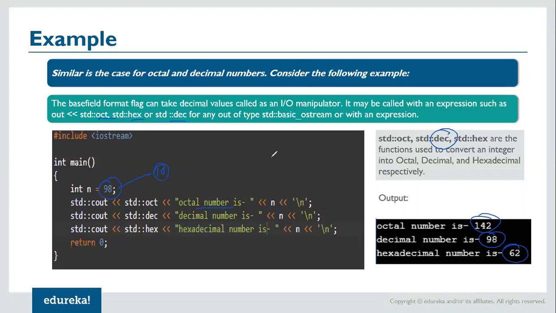So we know that we can convert 62 back to decimal by saying 16 to the power 0 into 2 plus 16 to the power 1 into 6, right? So we'll get back our decimal number. This is how we can convert a decimal to hex and vice versa. And there are inbuilt functions provided to do this. You don't have to write logic to do that yourself.